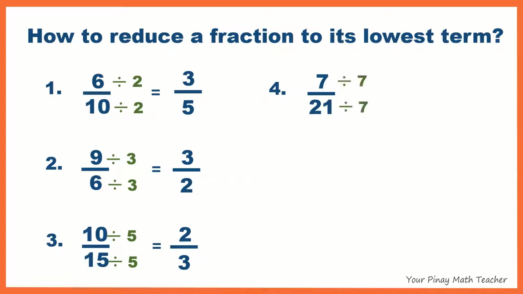Yes, you're right. 7 can divide both 7 and 21, as you are familiar with the times table of 7. So the answer or the lowest term of 7/21 is 1/3.